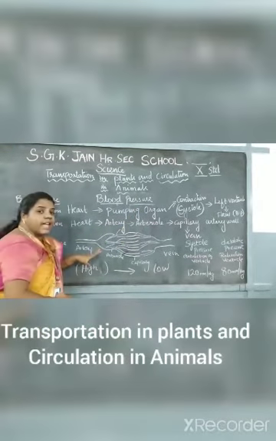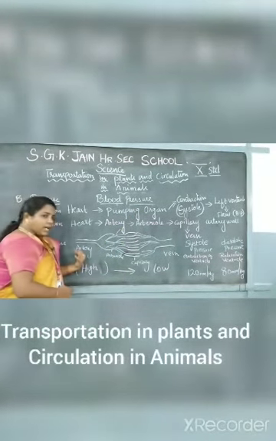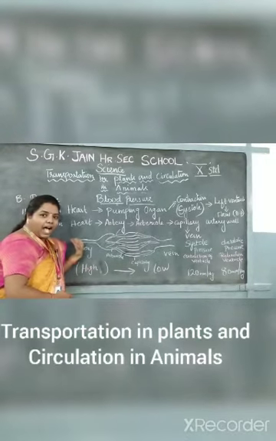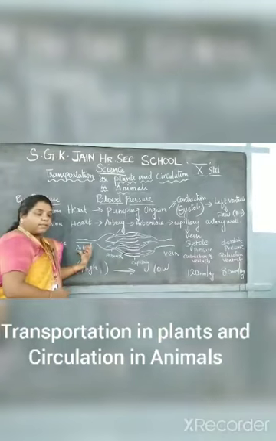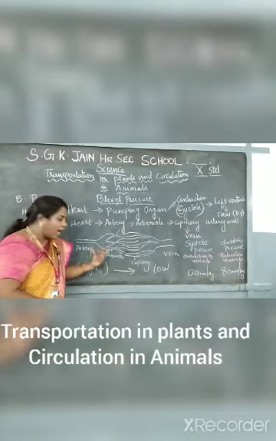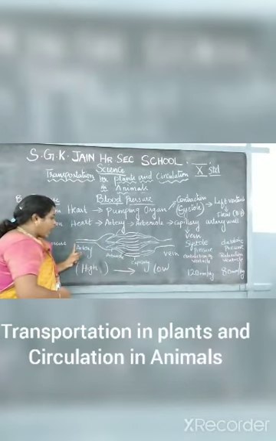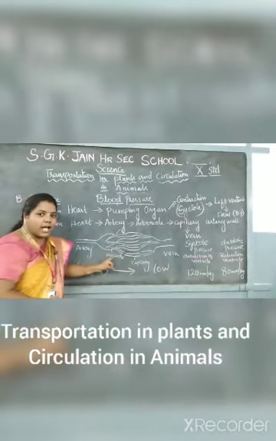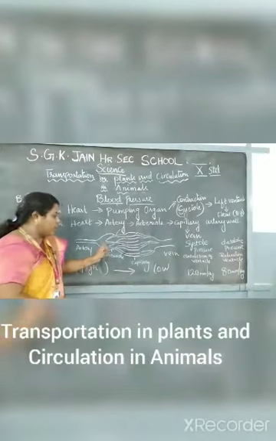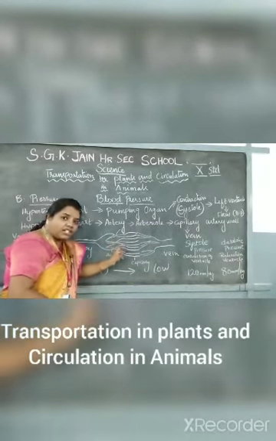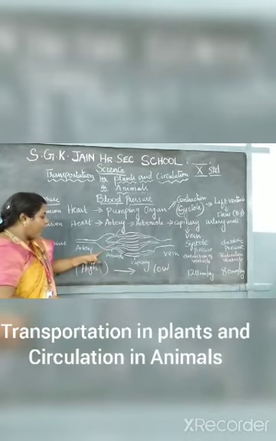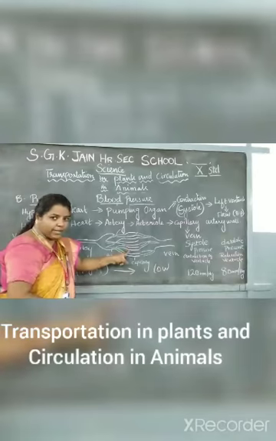Here the diagram has been given. So these are the arteries. The blood from the left ventricle of the heart goes to the arteries. Then the branches of the arteries are called arterioles. From the arterioles, again the branches are called capillaries. The blood from the arterioles gets to the capillaries.